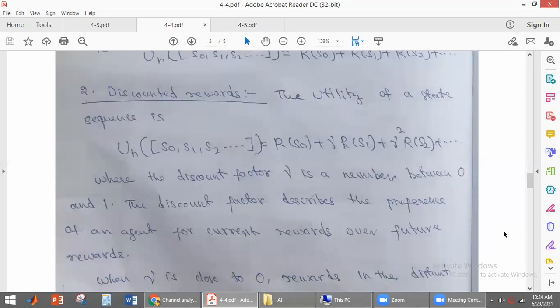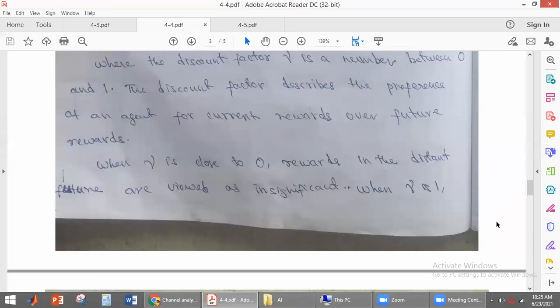Okay. What is gamma here? Gamma is the discount factor and its value is between 0 and 1. This discount factor describes the preference of an agent for current reward over the future reward. That will be described by this gamma value. If gamma value is close to 0, then the reward becomes insignificant. So gamma value cannot be 0.